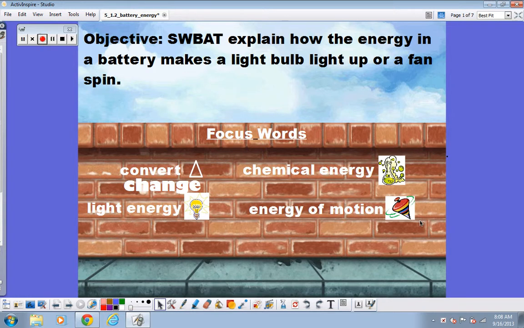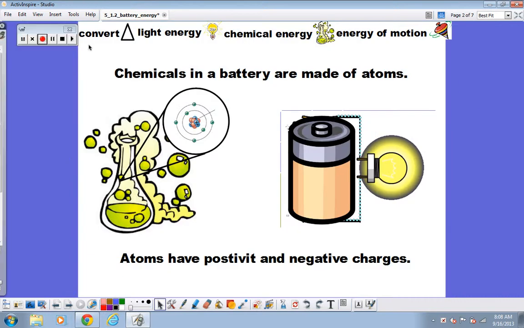So make sure that you pay very good attention whenever you hear those words. Our focus words are going to be up on the top of every single slide. So if you forget what one means, just come and look up here to help you remember.